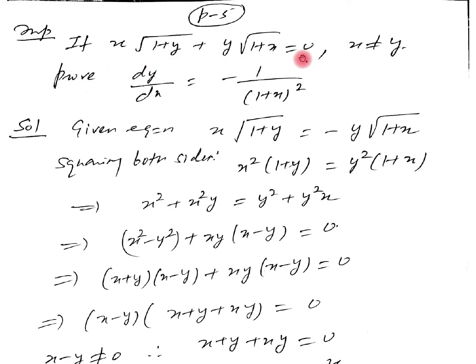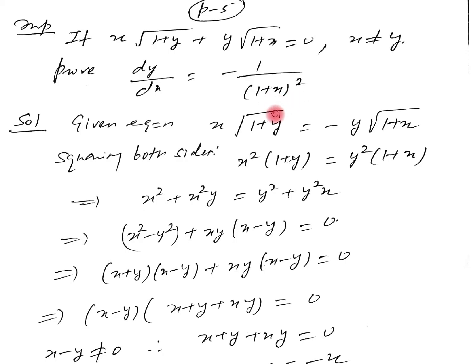Now here, see this. This is an implicit function. x and y directly cannot be separated. But we have to prove that dy by dx equals minus 1 upon 1 plus x whole square. Now how to do this question? The given equation can be written as x under root 1 plus y equals minus y under root 1 plus x, transferring this term to the other side.